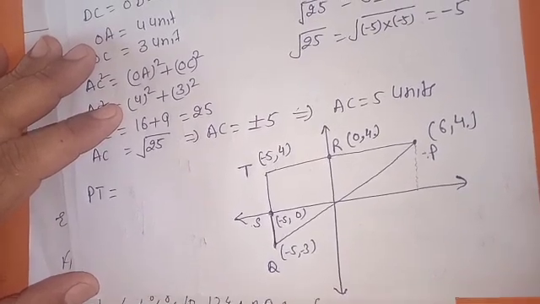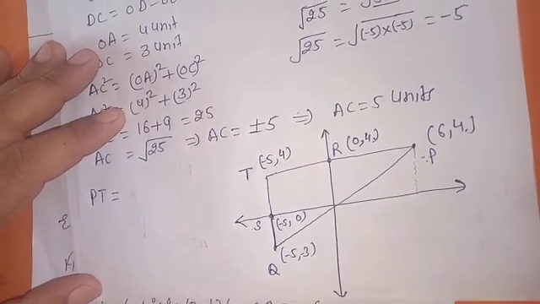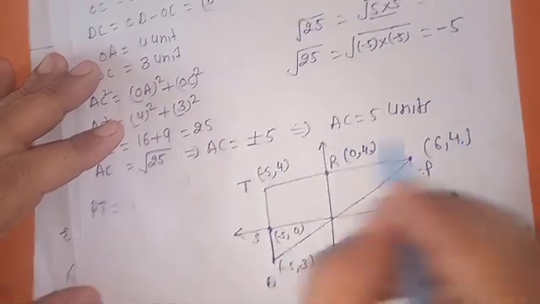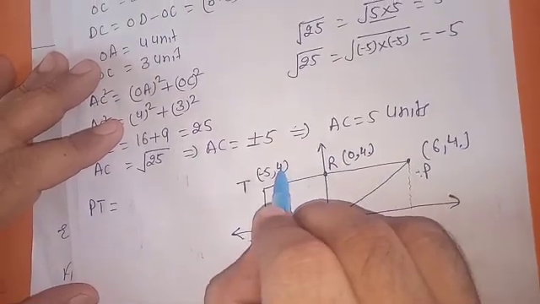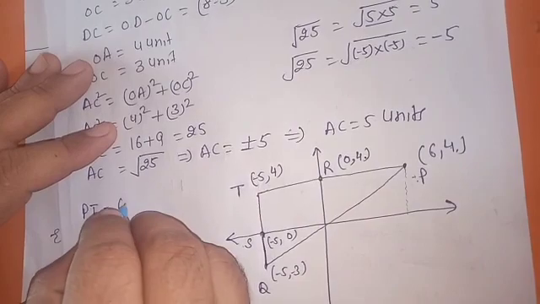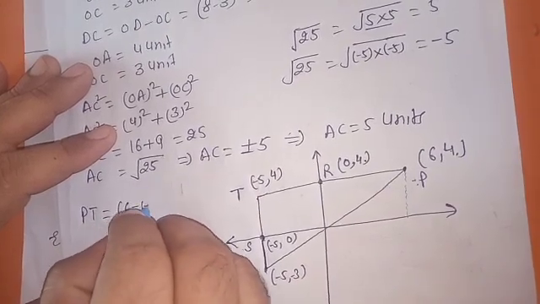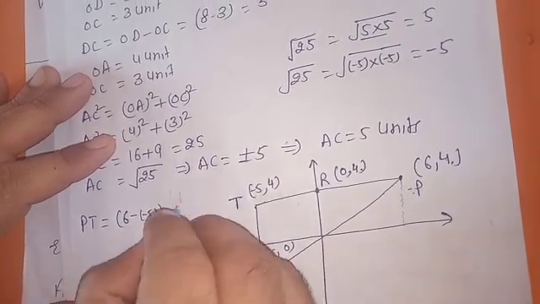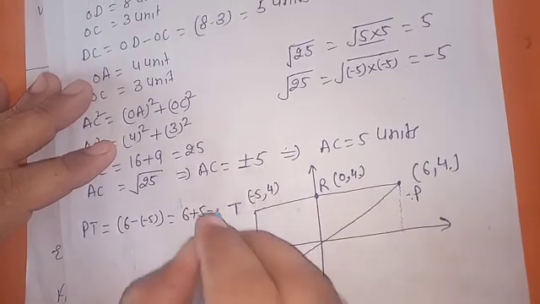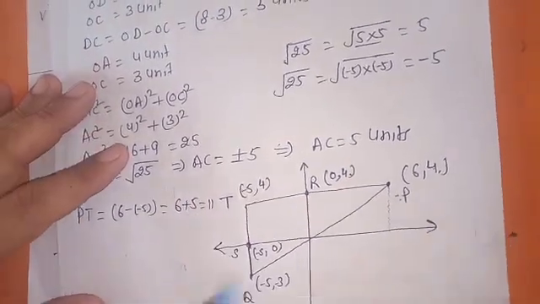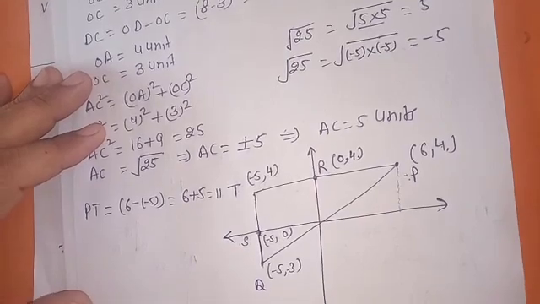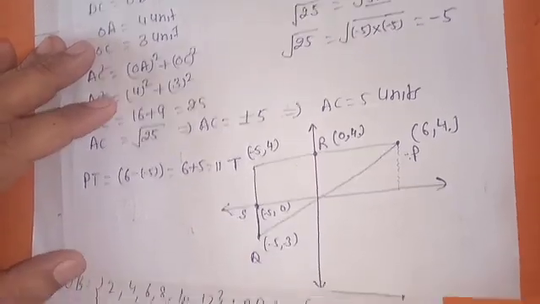PT, how much distance is this? So PT is what? Their y coordinate is the same. 4 minus 4 is 0, and for x, you can say 6 minus (minus 5), which is 6 plus 5, equal to 11 unit. So this PT is equal to 11 units.